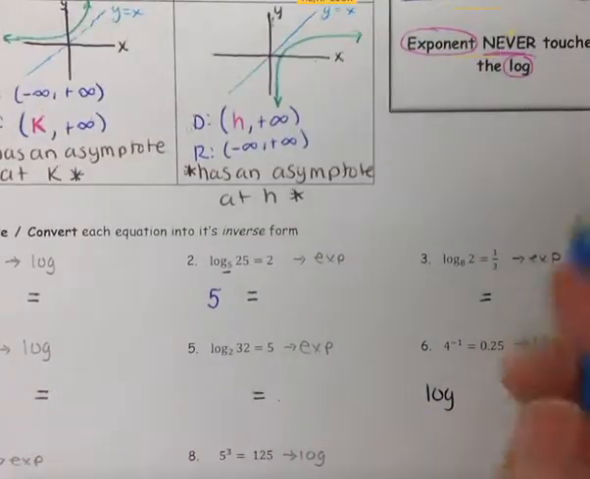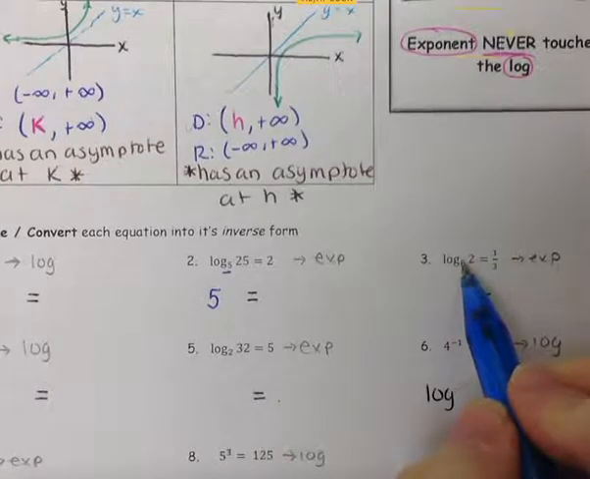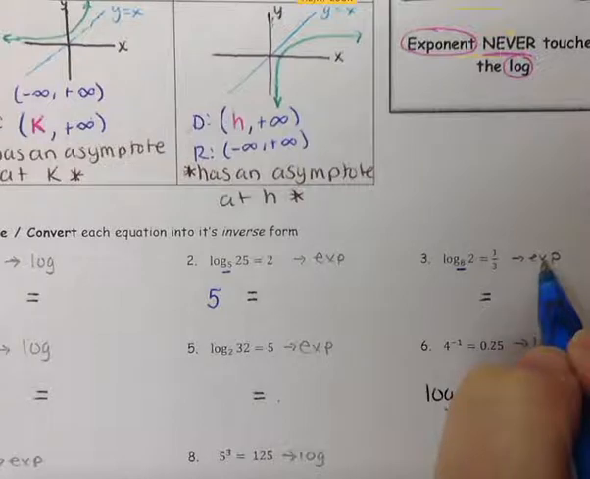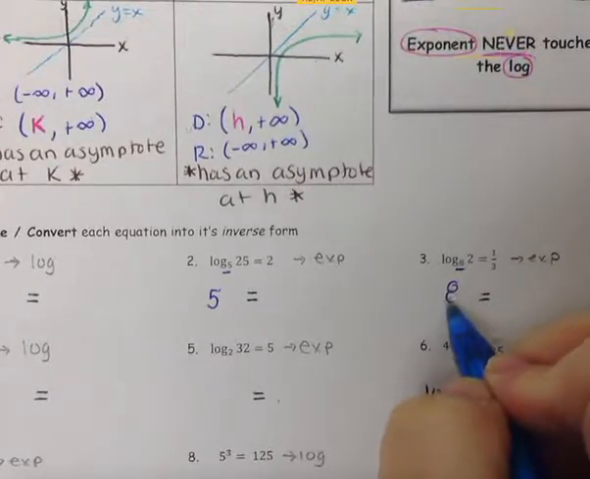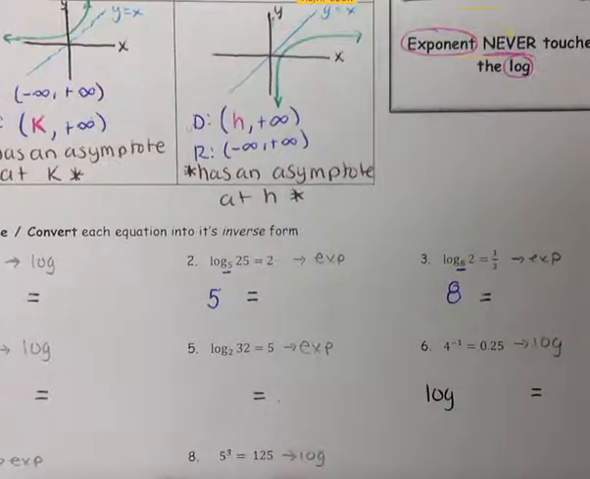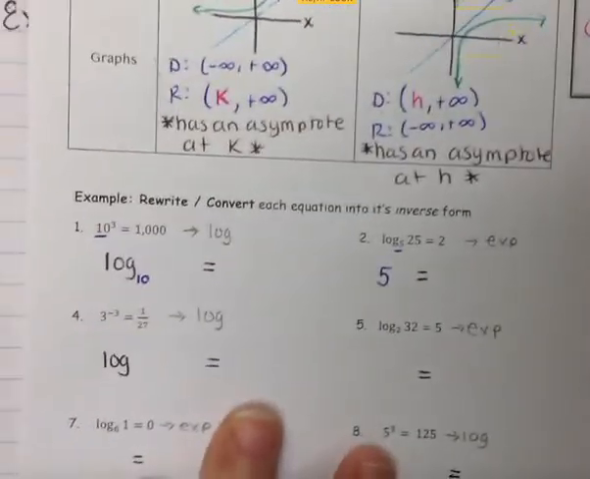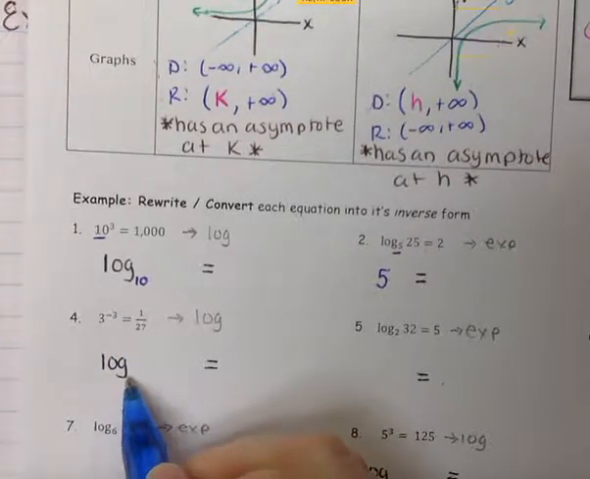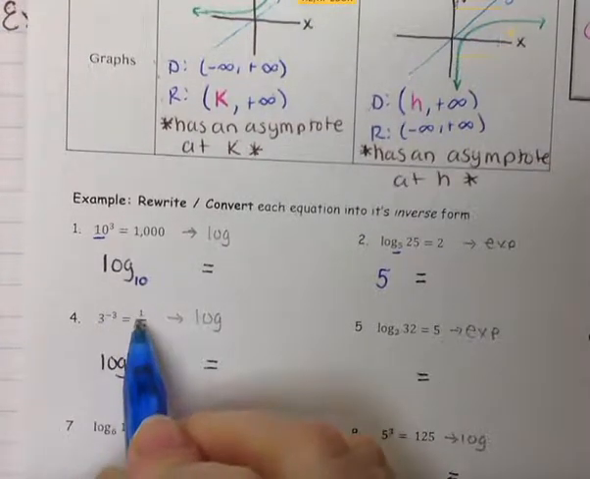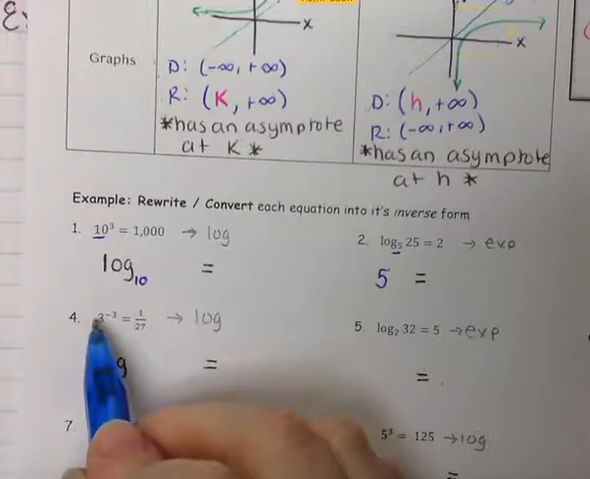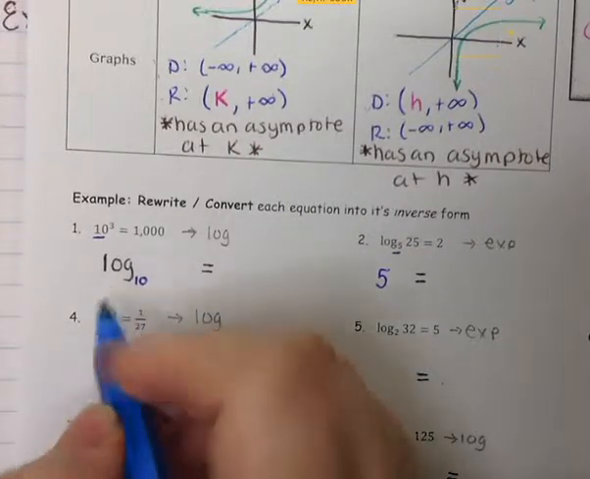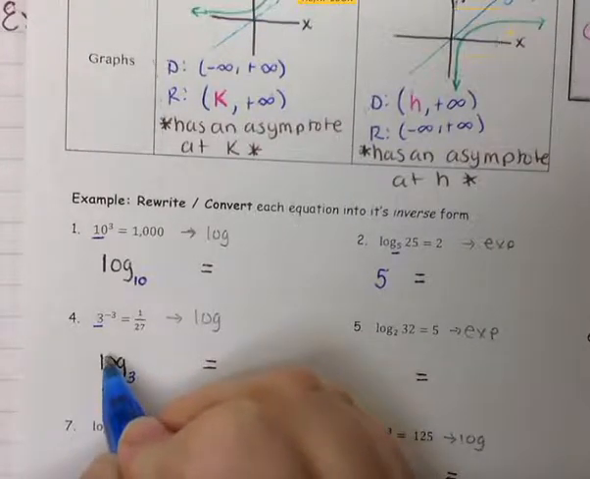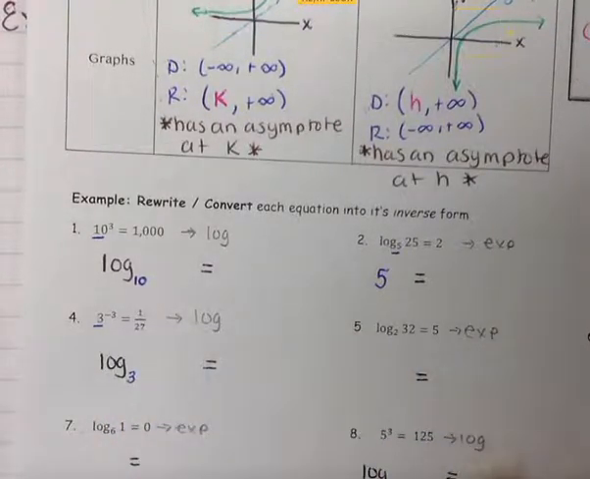So I can go through and do all of these. The 8 is your base on this one, so it's going to turn into an exponential. I know my 8 is going to be a normal sized 8 on the left-hand side. Number 4, I'm going to write it as a logarithm, so I need the number down here. The base is what's holding up the exponent, so not the 1 over 27. The negative 3 is your exponent. The 3 is your base. So that 3 is going to become almost a little subscript down here. That's a log base 3. It is pronounced log base 3.